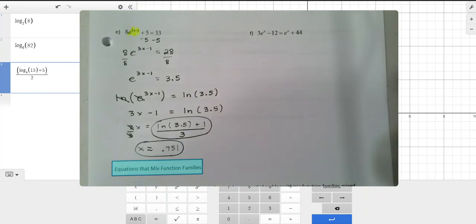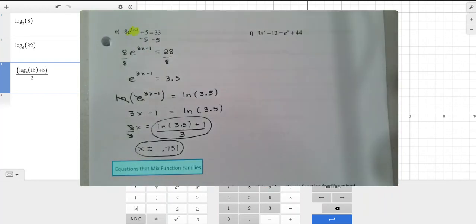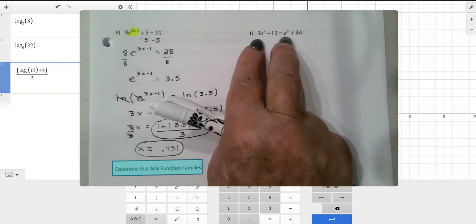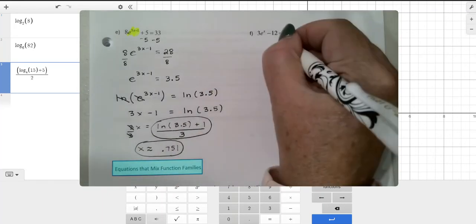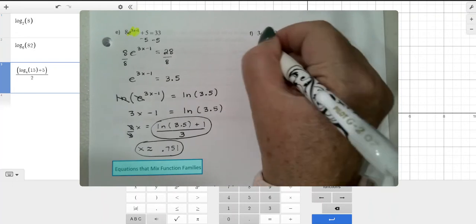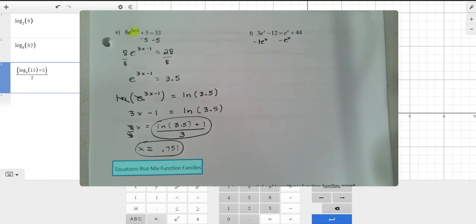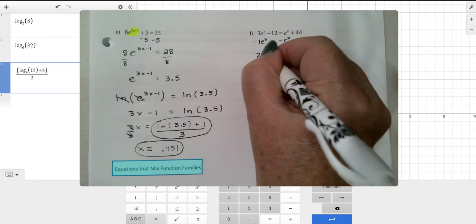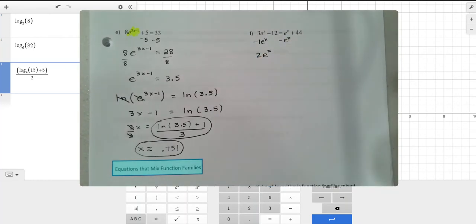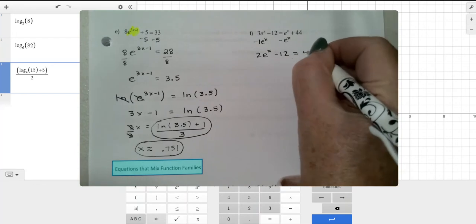All right, let's do one more exponential equation with a base of e. This one's a little bit different because you've got two e to the x's in the equation. What we want to do is combine them. We want to get them together. So what I'll do is I'll subtract e to the x from both sides. And remember, that's really a 1 e to the x. So 3 e to the x minus 1 e to the x would be 2 e to the x. Then I've got a minus 12 equals 44.